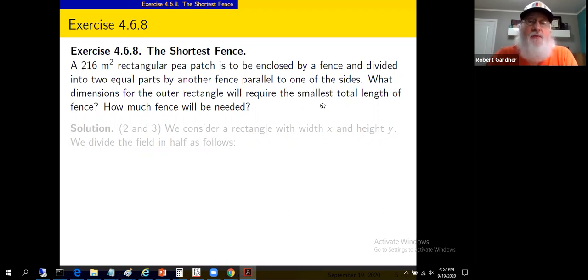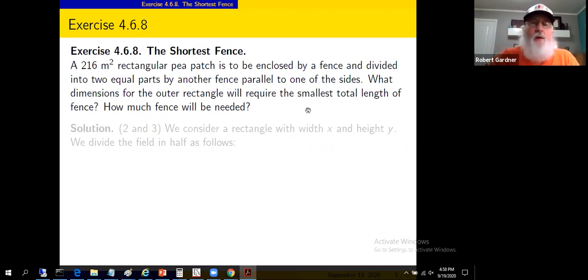What dimensions for the outer rectangle will require the smallest total length of fence? How much fence will be needed? Smallest total length of fence. There's the max min. It's a minimization. It's a minimization of the amount of fencing. So we're minimizing fencing given the area of this rectangle and this added little part, we'll put a fence through the middle of it. And also how much fence will be needed. Okay, so I read the problem.